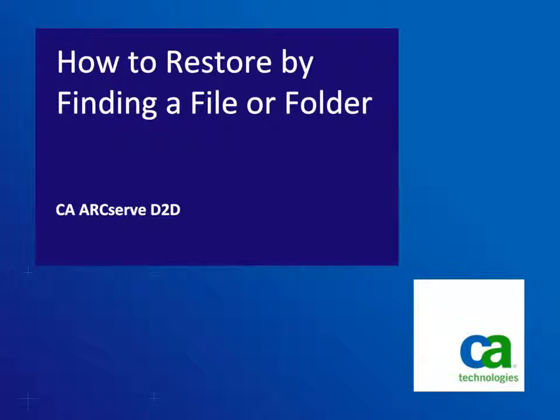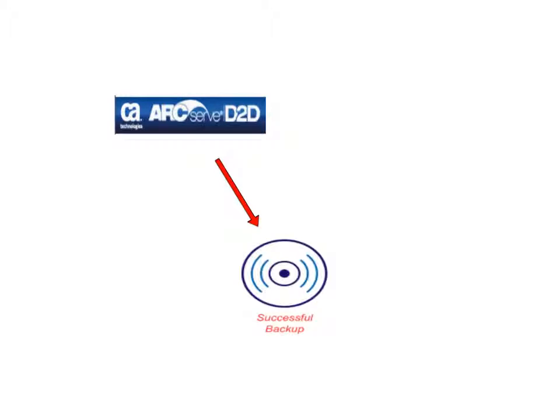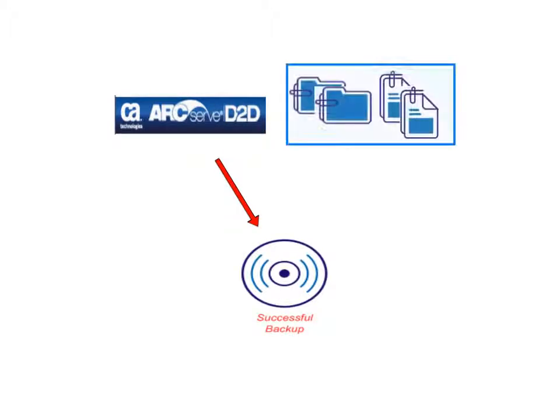In this video, we'll show you how to restore data by finding a specific file or folder that was previously backed up. Each time D2D performs a successful backup, all protected files and folders are included in the snapshot image of your backup. If a file becomes lost or damaged, you can restore a known good version of that file. In this video, we'll show you how to restore data for a specific file or folder to a specified destination.